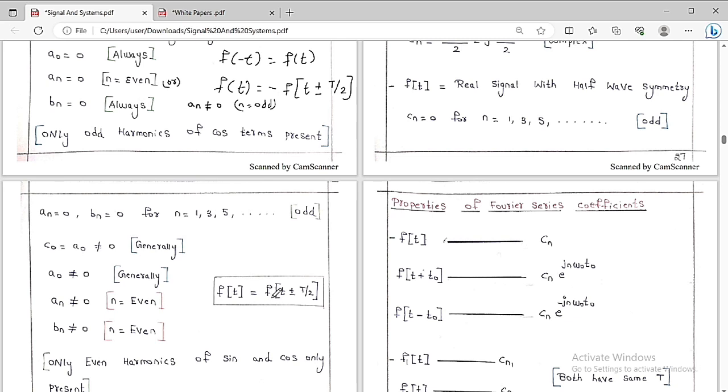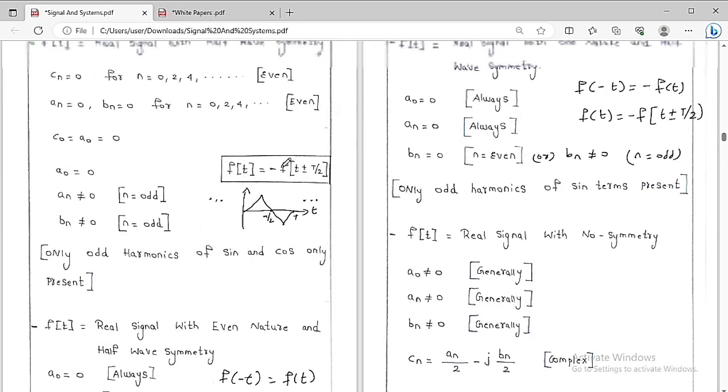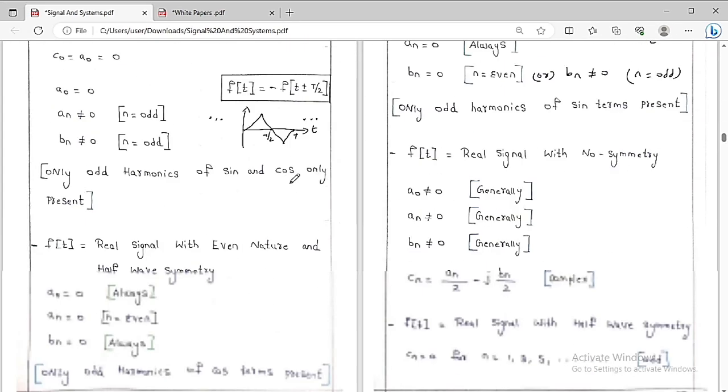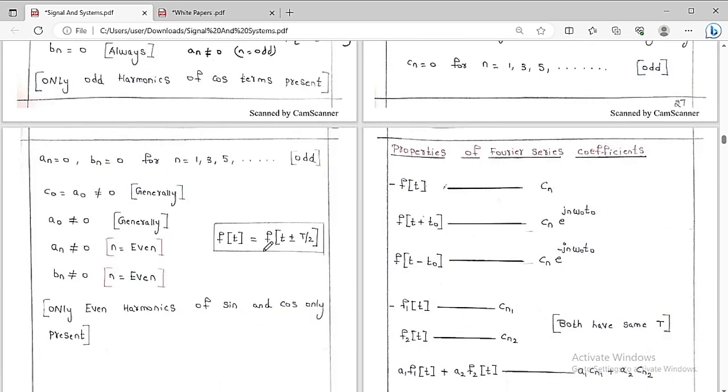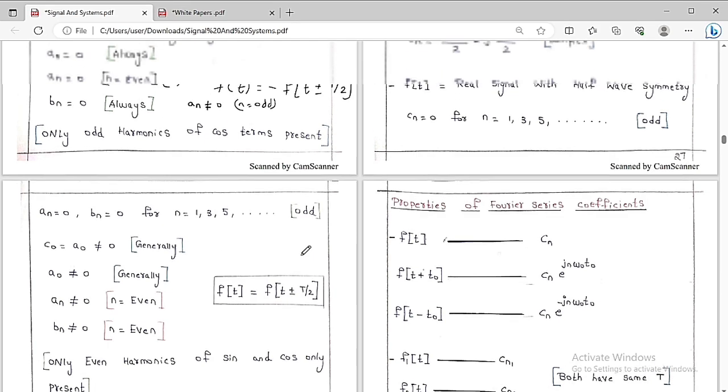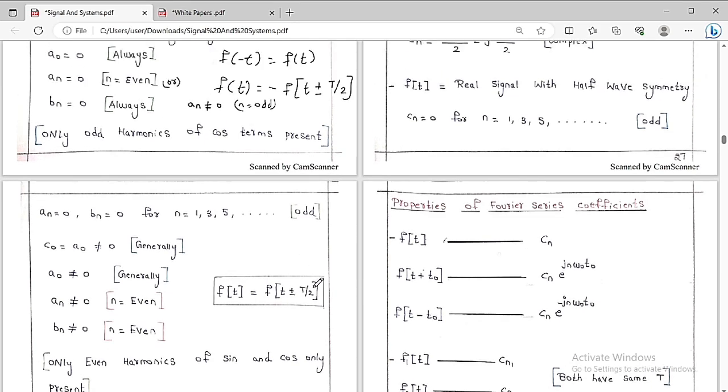So you always have to keep this in mind. Here f of t is equal to plus f of t plus or minus t by 2, whereas in the previous case it was minus. This is called another half-wave symmetry. That is also half-wave symmetry, and this is also half-wave symmetry, but the conditions are different.